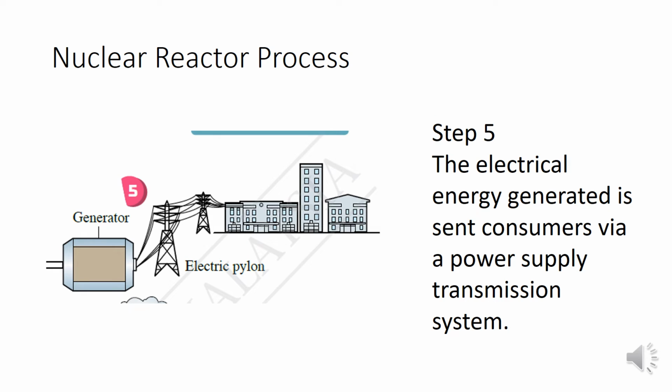From the previous step, we know the turbine will rotate. When the turbine rotates, the core in the generator also rotates and electrical energy is produced. The electrical energy generated is sent to consumers via a power supply transmission system. That is the end of this process. This is how a nuclear reactor produces electrical energy.